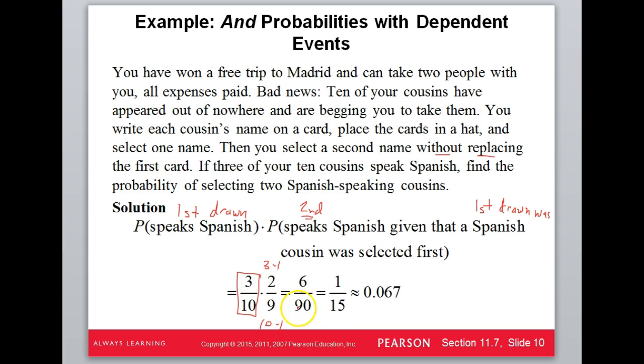So instead of doing this, again, I always try to reduce. So 3 out of 10 times 2 out of 9. I always try to reduce diagonally first rather than doing this. So I would do 2 goes into 10 5 times, 2 goes into 2 1 time, 3 goes into 3 once, 3 goes into 9 3 times, and then you end up with 1 times 1 is 1, 5 times 3 is 15. And you can skip the extra step in the middle where now you have to reduce that fraction with bigger numbers. It's easier to reduce fractions when they're smaller numbers, so I always try to reduce before I multiply.